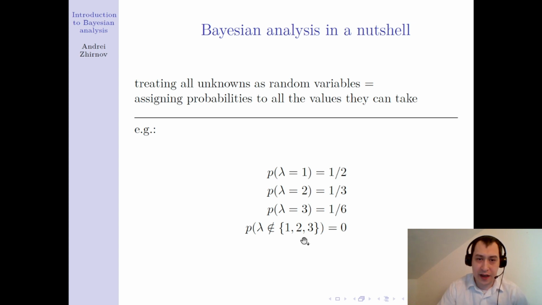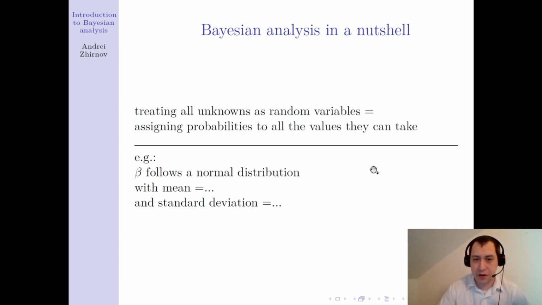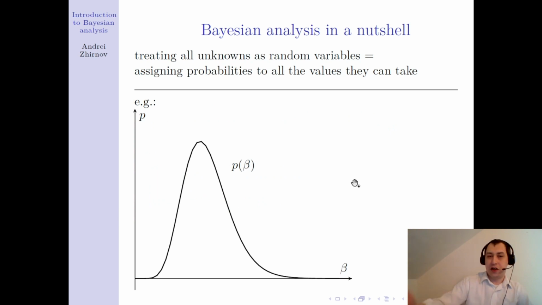Another way of specifying or assigning probabilities to the values of our unknowns is by describing them in terms of the standard theoretical distributions. We can say that a quantity beta follows a normal distribution with the mean equal to such and such value and the standard deviation equal to such and such value. If we are not satisfied with the selection of the theoretical distributions, we can come up with our own probability function and describe the distribution of our variables of interest, of our random variables, using that probability function.